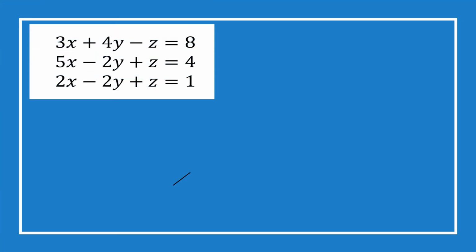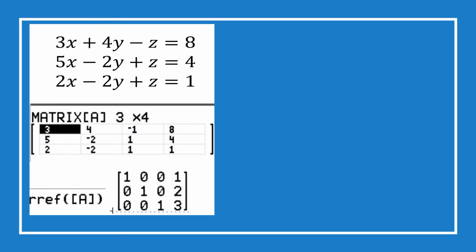So we have this equation: 3x plus 4y minus z equals 8, 5x minus 2y plus z equals 4, and 2x minus 2y plus z equals 1. When we use our graphing calculator matrix, we can edit those matrices and find the reduced row echelon form.